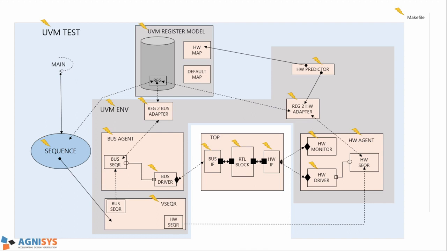In this diagram, we're showing what are the things that are created automatically by IDesignSpec. All the boxes that have these arrows are generated automatically. The UVM test is created automatically. The sequences, the UVM env, the bus agents, the virtual sequencer, the hardware agent, and of course the UVM register model. So let's see how easy it is to do this in IDesignSpec.